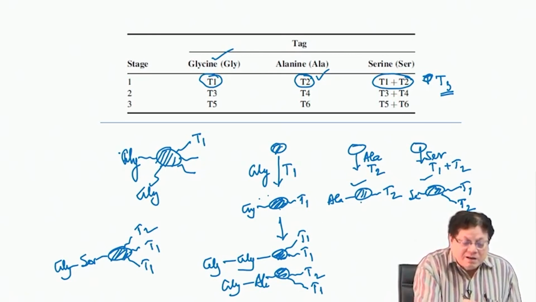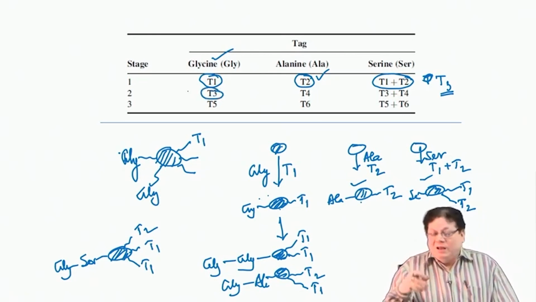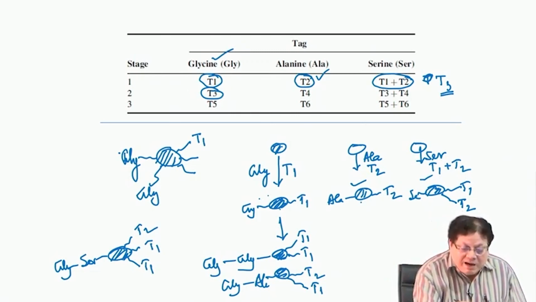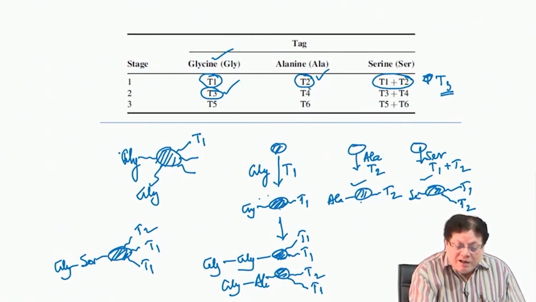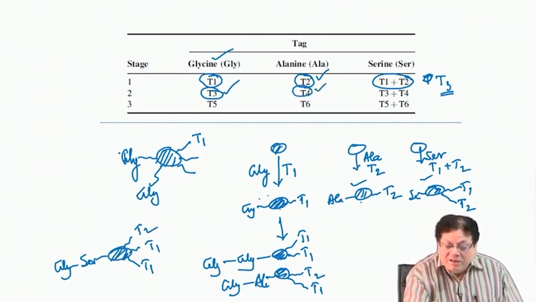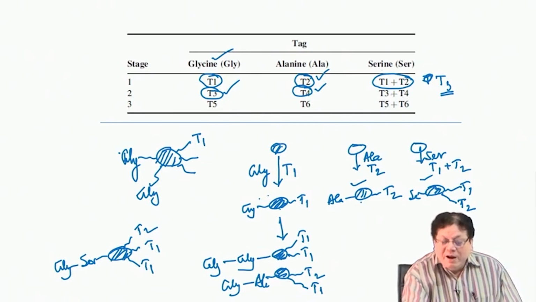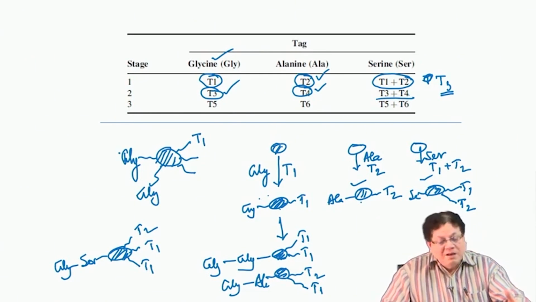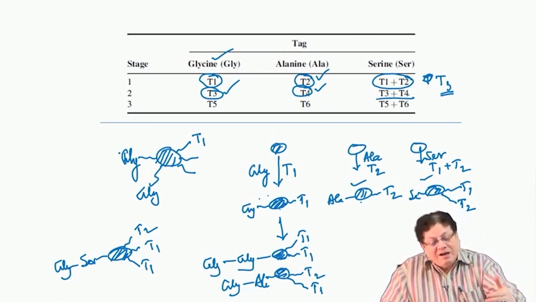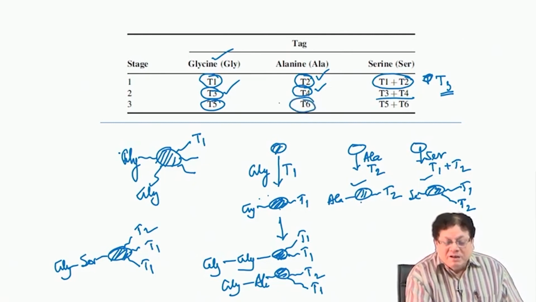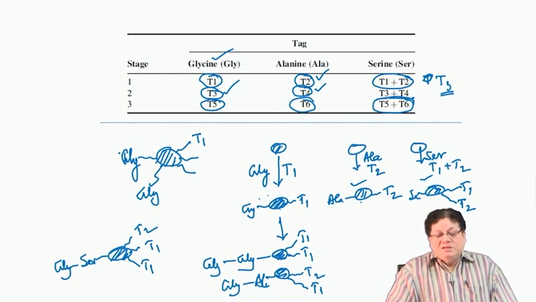So, in the next one, if you carry on the synthesis, you introduce T3, another tag. Whenever you are adding the second glycine, you add T3, when you are adding the second alanine, you are adding T4, when you are adding the serine, you are adding T3 plus T4. Okay. And if you make a tripeptide, then when you add glycine, you add T5, when you add alanine, you add T6, and when you add serine, T5 plus T6.